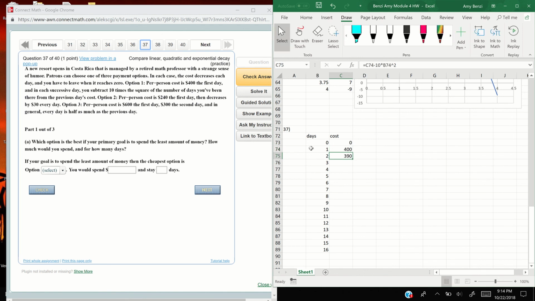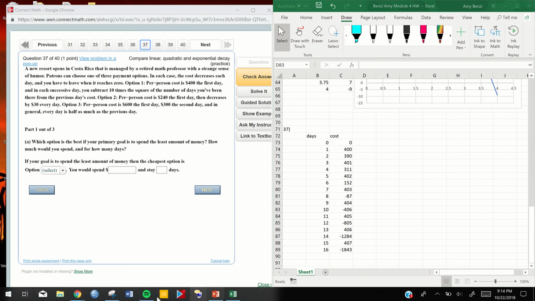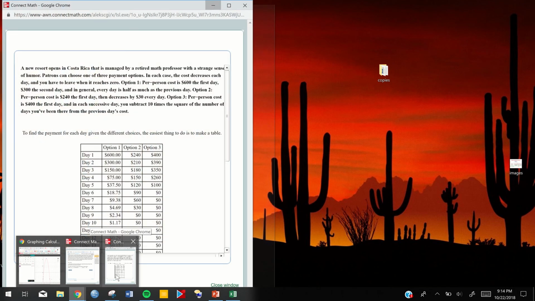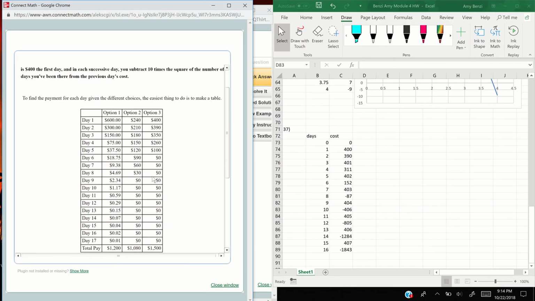All right, fantastic. Now I have this pattern going. And hopefully you guys can see that I can't stay here 10 days. I can only stay at this resort for 9 days because by the time I hit the 10th day, I went below 0, and I'm not allowed to go below 0 here. I'm just going to look at that example again and make sure that they have some kind of, so they just put in 0 for every day after that.